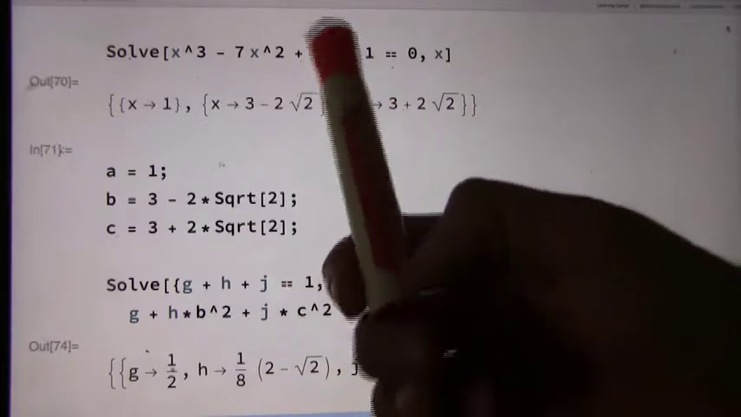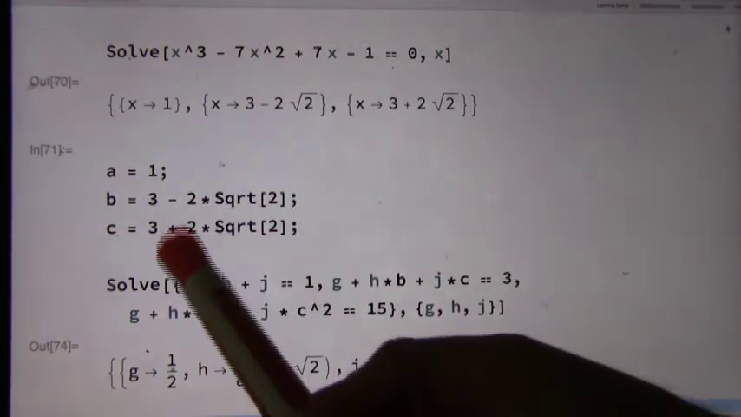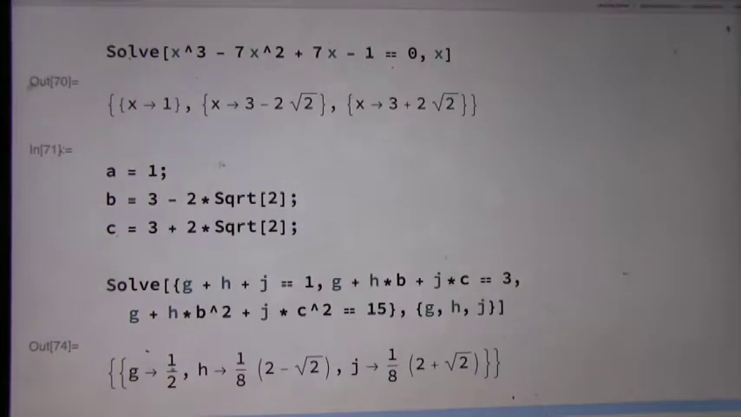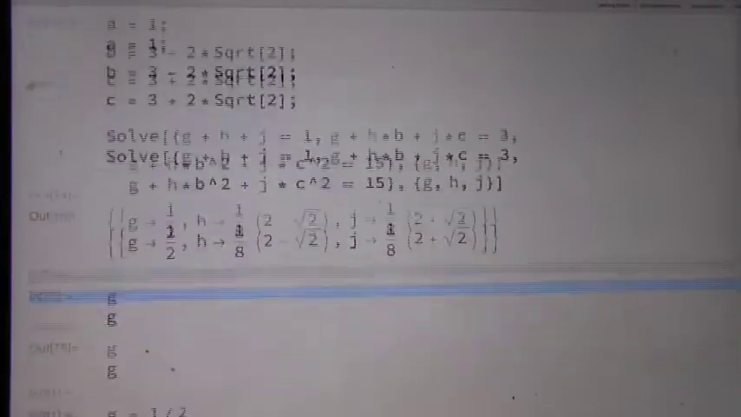To simplify, I'm just calling a equal 1, b equal 3 minus 2 square root of 2, and c equal 3 plus 2 root 2. And then, well, I guess I use g, h, and j rather than x, y, and z, but you get the point.